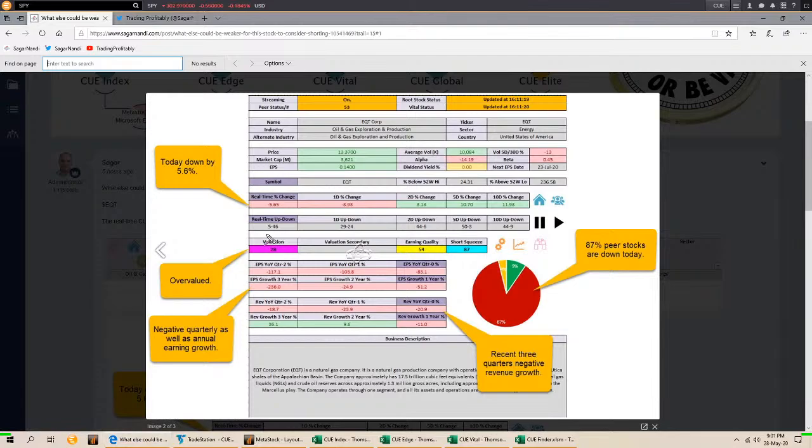Weak industry and, sorry, not undervalued, magenta color, overvalued stock, negative earnings growth in all the 3 quarters, all the 3 years. Revenue growth negative for the last 3 quarters and also the last 1 year. Today down by more than 5.6%, no dividend. And see another useful thing: above 52-week low, 236%. Below 52-week high, only 24%. Meaning the stock rallied a lot. The industry is weak, fundamentals are looking very weak, and today 87% of the 53 peer stocks are down.